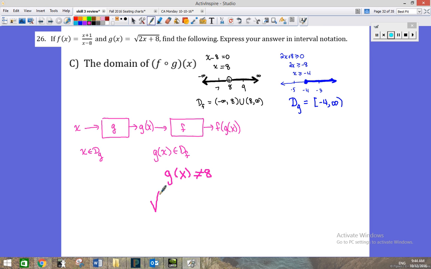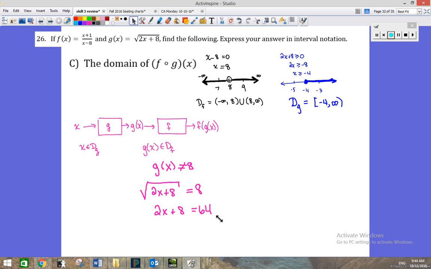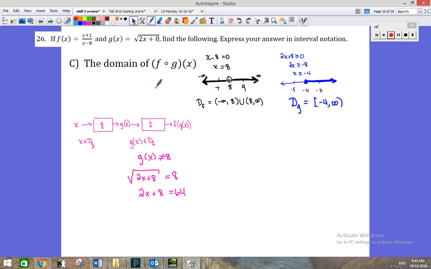So this g of x is the square root of 2x plus 8, and we need to temporarily set it equal to 8 and solve this equation. If we square both sides, and now step by step try to solve for x, if I subtract 8 from both sides, I think I get 56, and half of 56 is probably 28. 28 and 28, yeah. So we can't allow x to be 28.